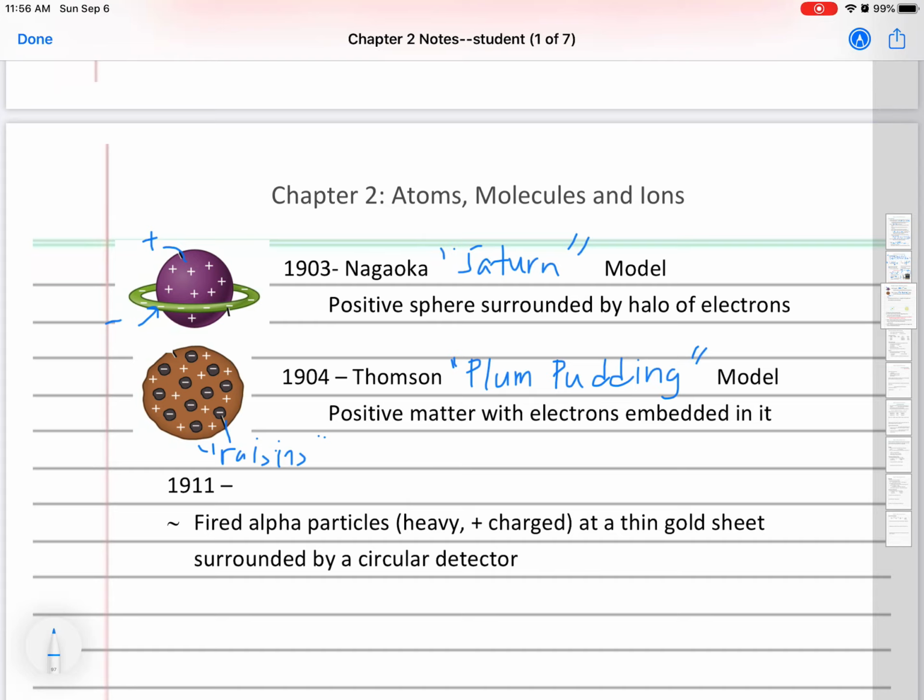So between the two of them, again, we're now in the era of science and actually testing these hypotheses. And so Rutherford comes along and is able to do an experiment to test this hypothesis. In 1911, Rutherford conducted his famous gold foil experiments.